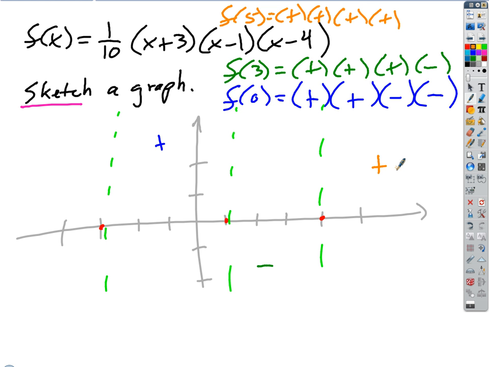Sometimes, because the zeros are all integers, it's really obvious. Picking integer values makes evaluating the signs of the factors really simple. But what if those were things like square roots, or fractions? Then what I always like to do is pick a value, I call this the principle of exaggeration. I like to pick a value that makes it really obvious.